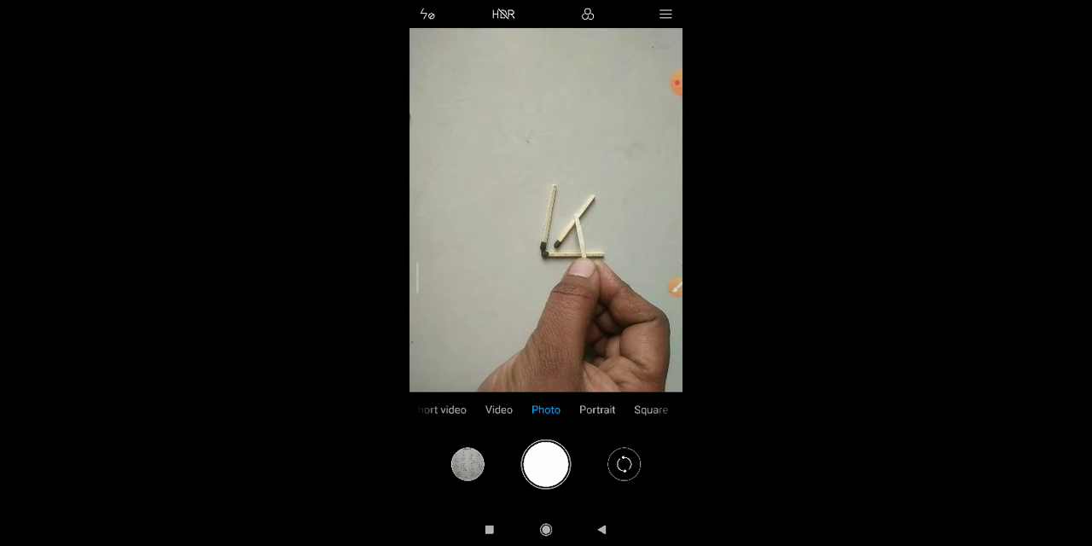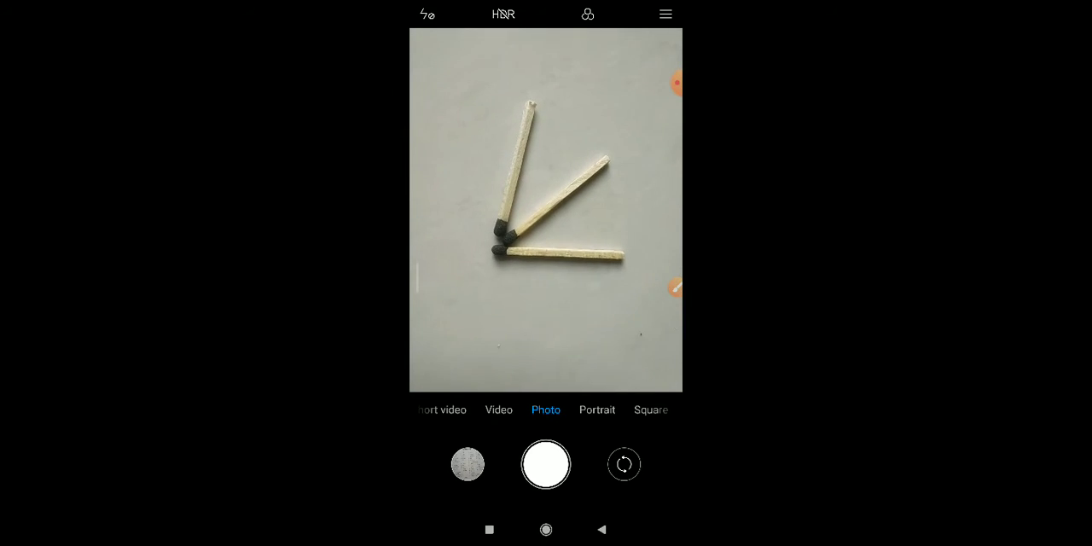Now what is the meaning of complementary angle? Suppose these two matchsticks are there, and I want to show you the complementary angle. First of all, adjacent angles I told you. So these are our adjacent angles. Two angles are there. See here, this matchstick is the common arm for both the angles. So these are adjacent angles.